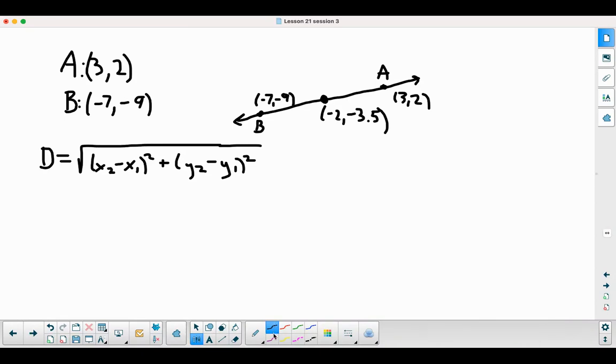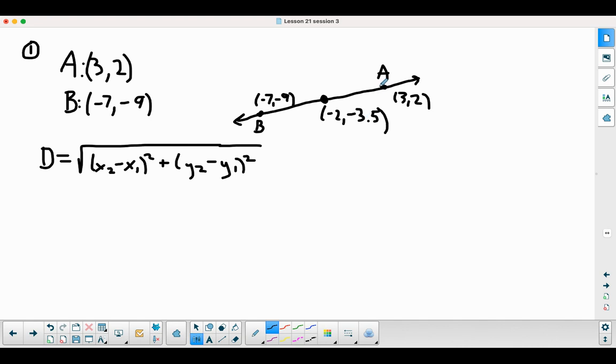Hey, so the first problem that we're going to be going over is the first one I have pulled up here from your number one. So you start off, and in 1A, you found the new coordinate point. They gave you 3, 2, and -7, -9. You found that exactly halfway in between was -2, comma -3.5.